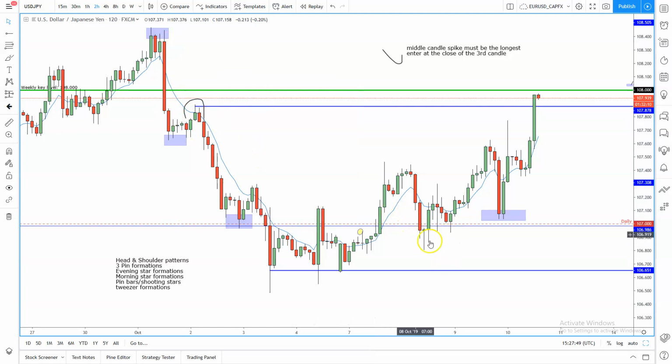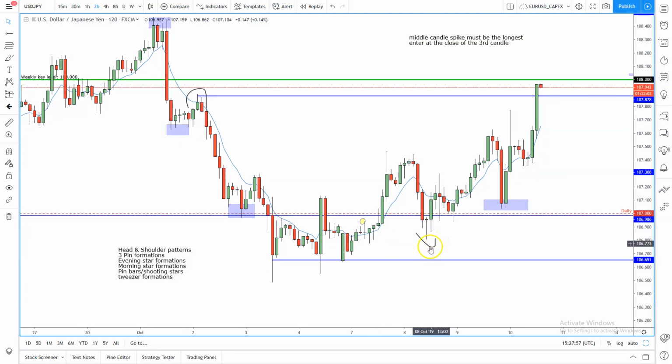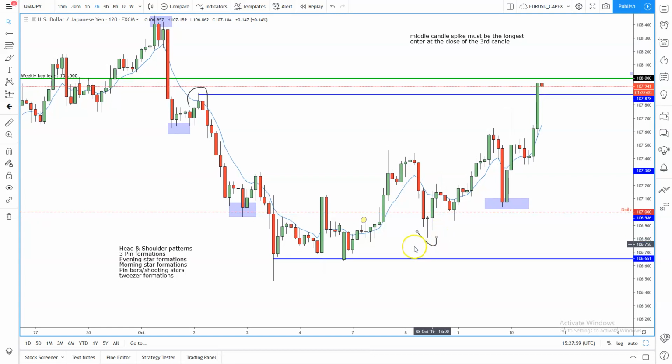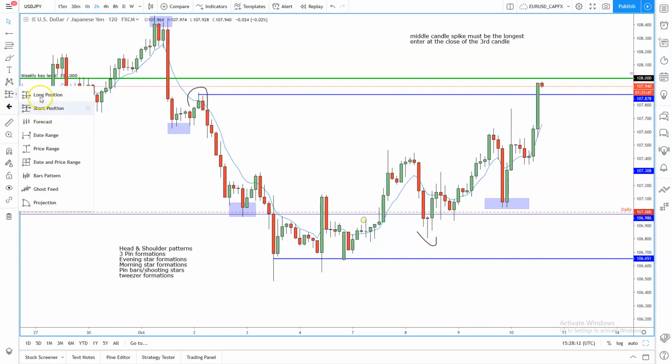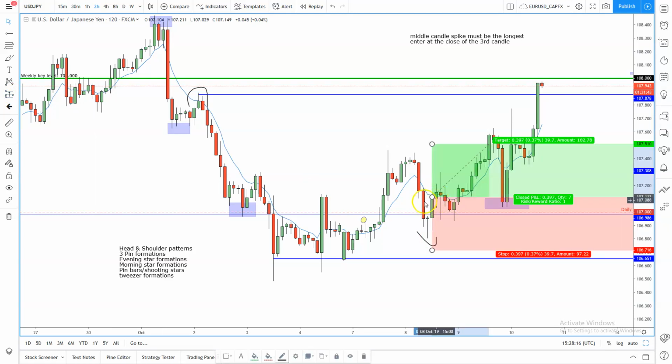I want to show you a 3-pin on a buy. Here it is. There's a 3-pin here. Can you see 1, 2, 3? That was a nice big engulfing candle. 1, 2, 3 pushed that price. So in terms of entry, you could have entered at the close of the third candle.